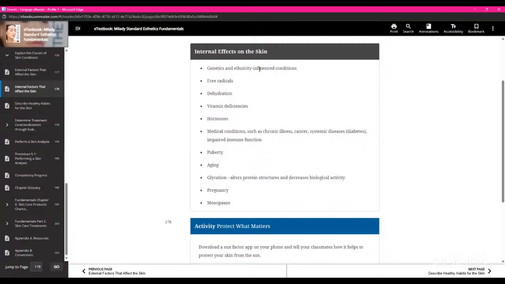Genetics and ethnic influence conditions. Does this run a history in your family? Okay. Same thing the doctors ask. Does your mom or dad, did your mom have excessive hair loss, excessive hair growth? I may even ask about the grandmother, the aunties.